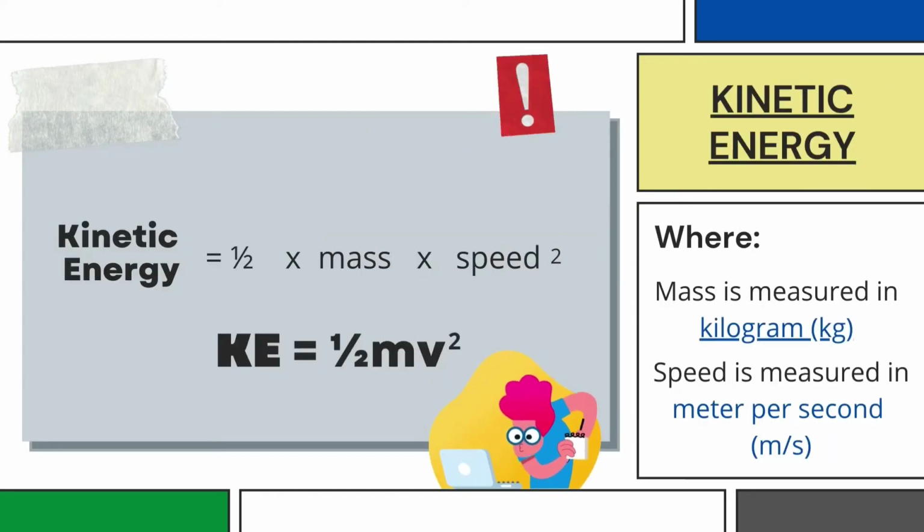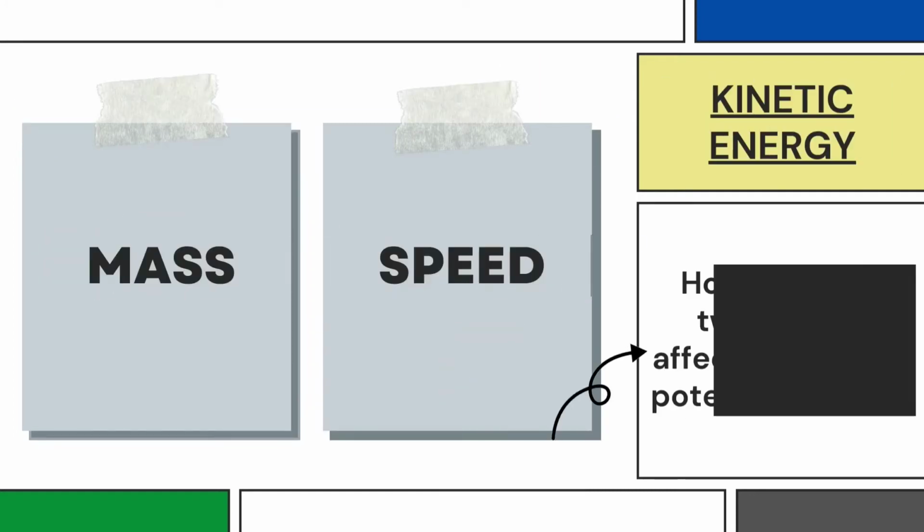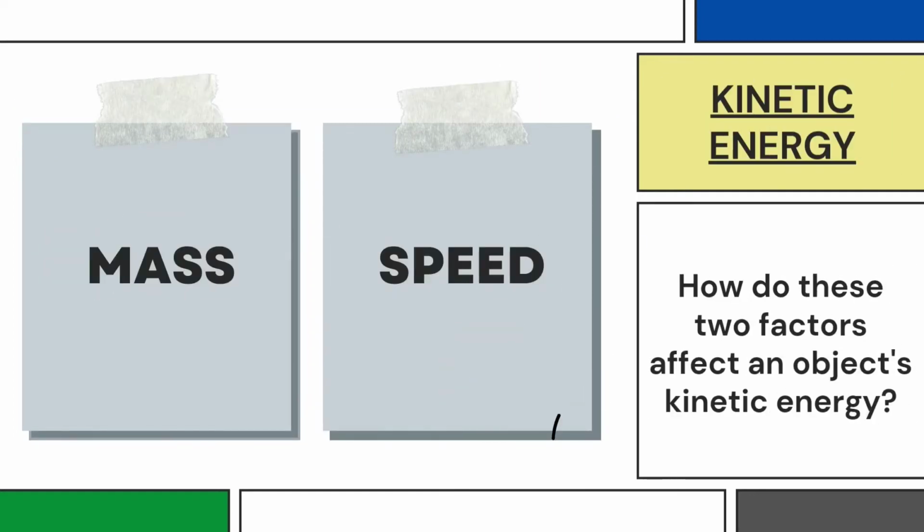Now let's proceed to the factors affecting kinetic energy. Kinetic energy can be computed using this equation. Kinetic energy is equal to 1/2 times the mass of the object in kilograms times velocity squared. So the velocity of the object is measured in meters per second. The equation shows that kinetic energy is affected by the mass of the object and its speed or velocity. These are the two main factors affecting kinetic energy.